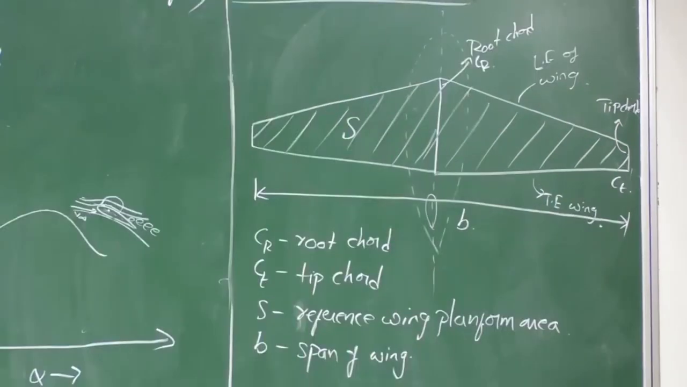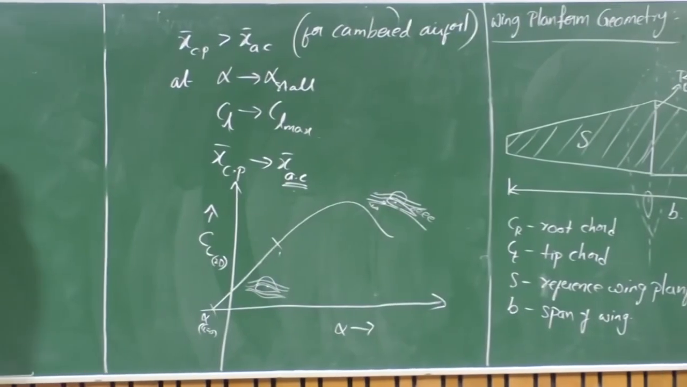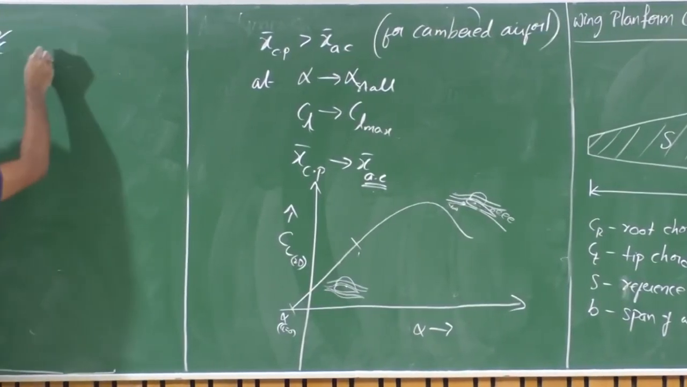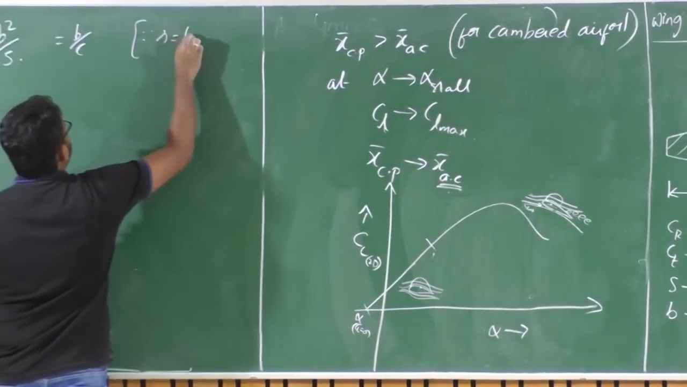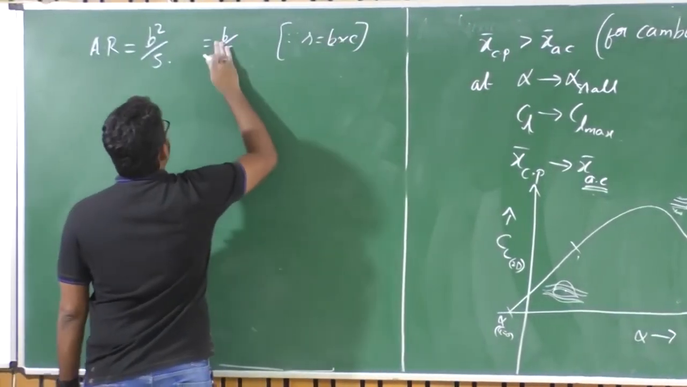Let's look at some of the non-dimensional parameters that talk about the geometry. When we non-dimensionalize them, it helps us compare aircraft of different sizes. The first non-dimensional parameter we'll introduce is aspect ratio, which is B squared by S. It tells how long your wings are. The higher the aspect ratio, the higher is your wingspan. For a rectangular wing, this will be B upon C, because S is equal to B times C for a rectangular wing.